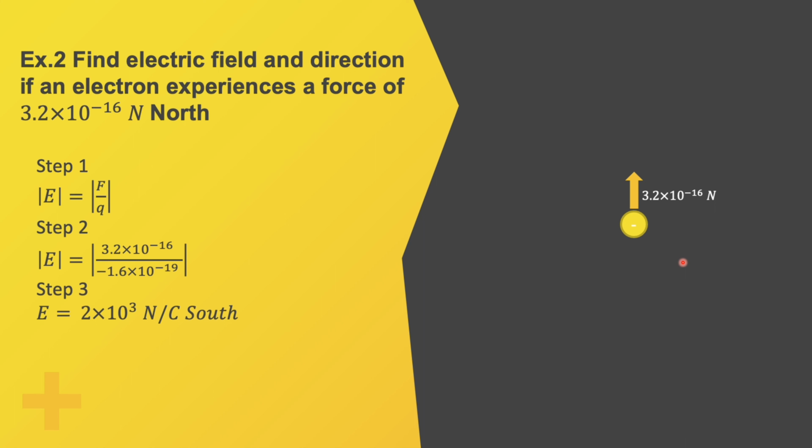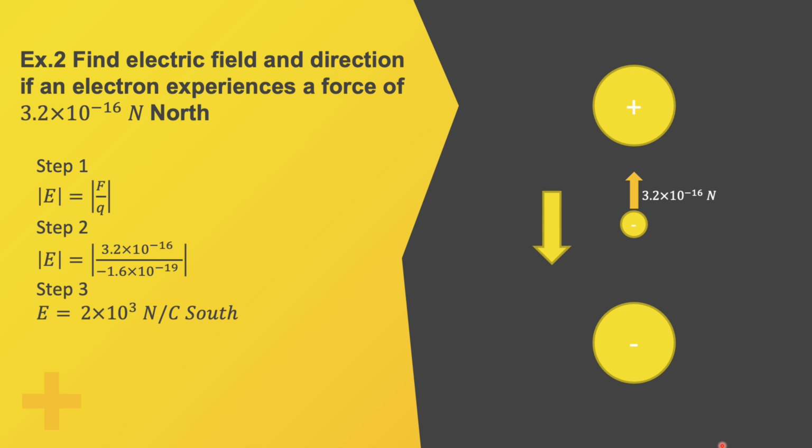An electron can be experiencing a force upward in two scenarios. Either there's a positive source charge north or there's a negative source charge south. In both scenarios, the direction of the electric field is the same. A positive source charge generates an electric field radially outwards, which causes the electric field affecting the electron to be south. And in the other scenario, a negative source charge would generate an electric field radially inwards, which would also cause the electric field affecting the electron to be south.